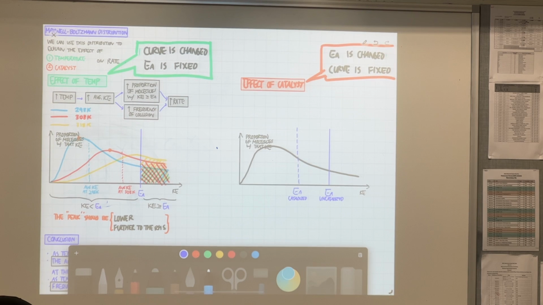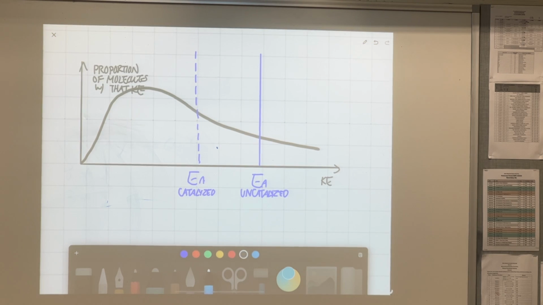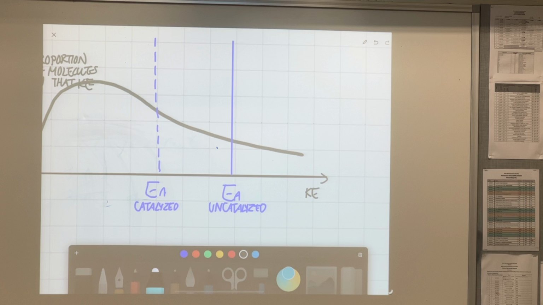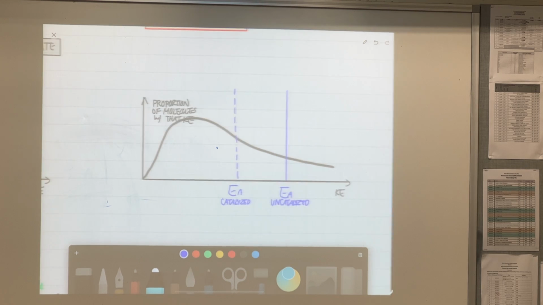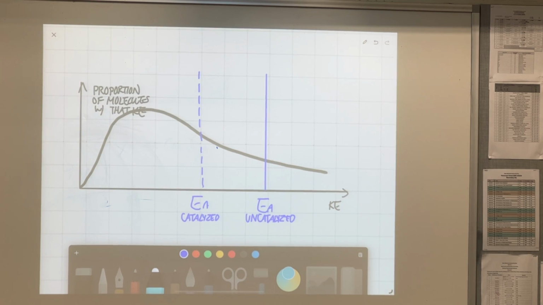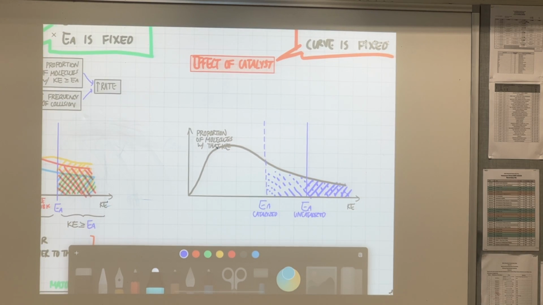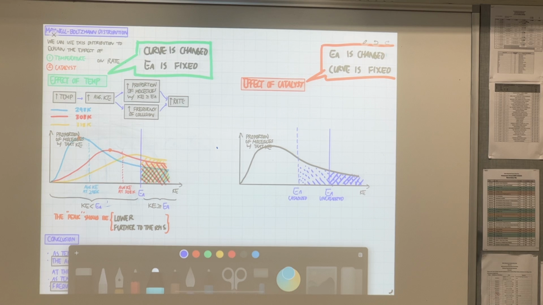Now, do you know what I'm going to do? Find the area under the curve again. First, we need to find the area under the curve with the original EA. The area is only this part. What about the new area? The new area will be this one. When you use the catalyst, you see the area is noticeably larger than before, right? This is why both are explained using the Maxwell-Boltzmann distribution, but we are changing different things at different times.